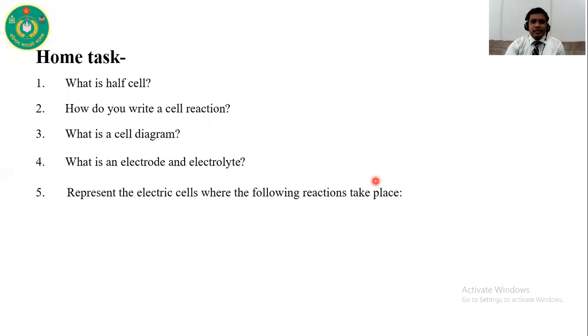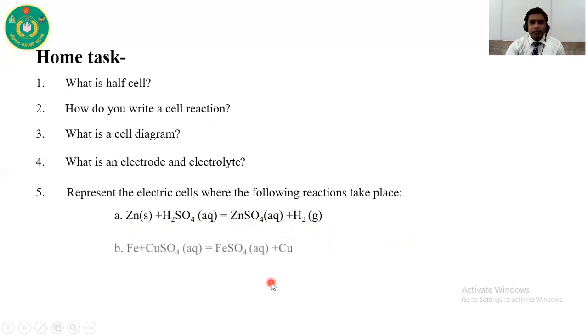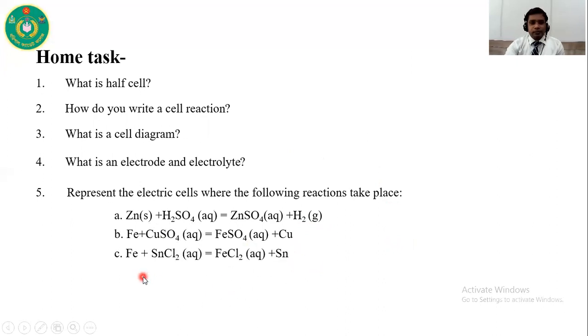And 5, represent the electric cell where the following reactions take place. First reaction, zinc plus sulfuric acid equal to zinc sulfate plus hydrogen. Second reaction, iron plus copper sulfate equal to ferrous sulfate plus copper. And third reaction is iron plus stannous chloride equal to ferrous chloride plus tin. So I think you must solve all these questions at home.